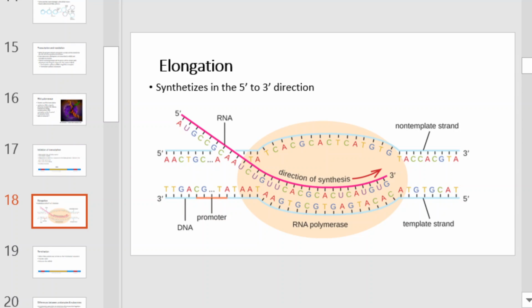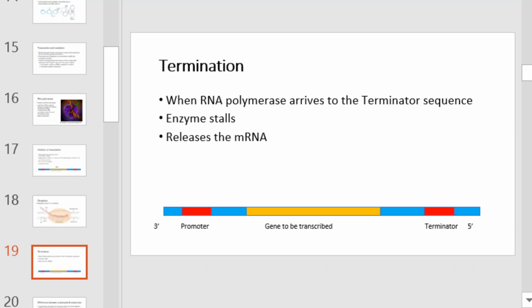Elongation. The elongation phase synthesizes RNA in a 5' to 3' direction. Termination. When RNA polymerase arrives at the terminator sequence, the enzyme stalls. This releases the mRNA strand to undergo post-transcriptional modification.